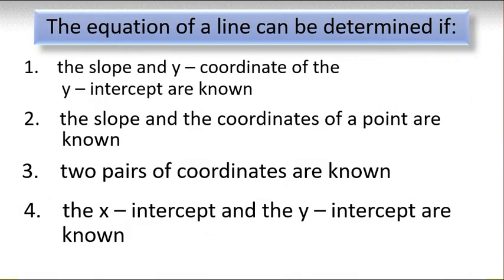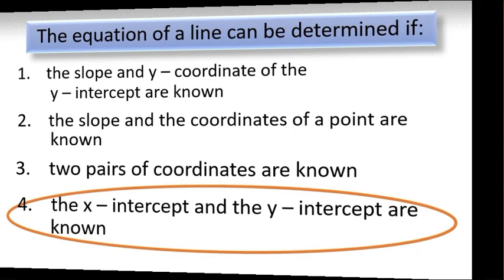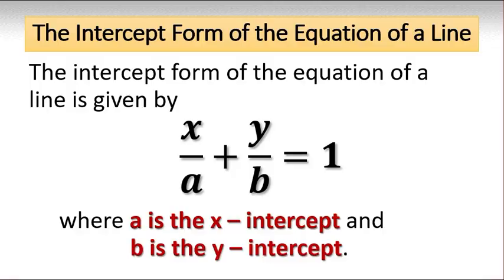Going back to our discussion a while ago, the equation of the line can also be determined if the x-intercept and the y-intercept are known. But before that, let us familiarize ourselves with the intercept form of the equation of the line. The intercept form of the equation of the line is given by x over a plus y over b equals 1, where a here is the x-intercept and b here is the y-intercept.